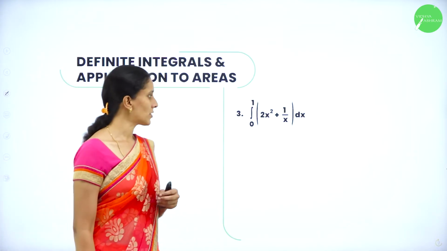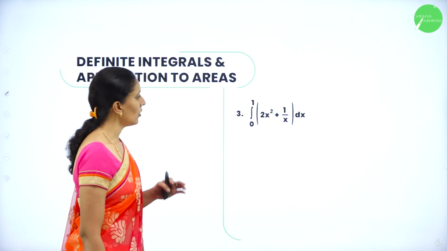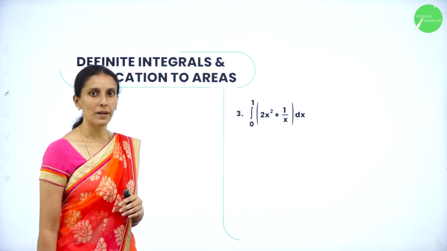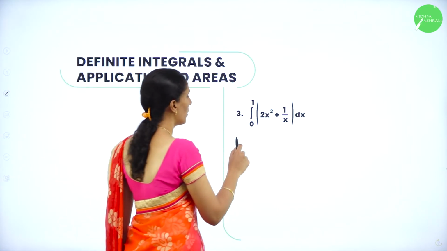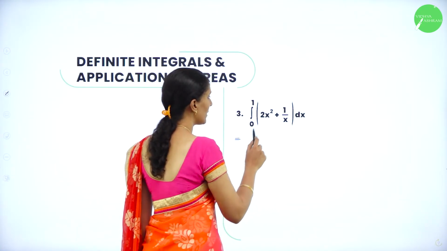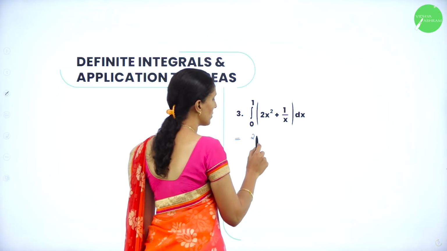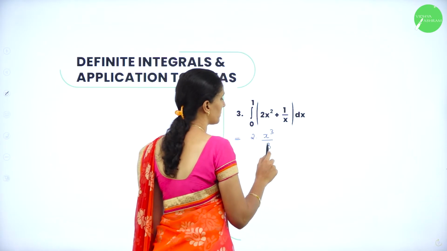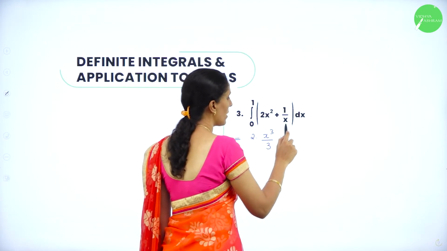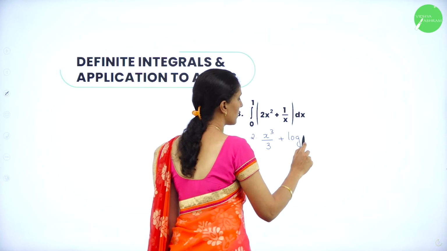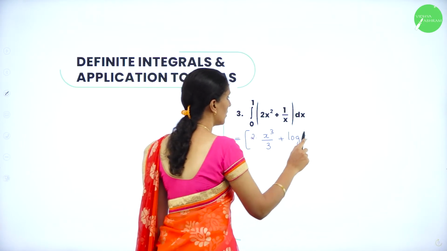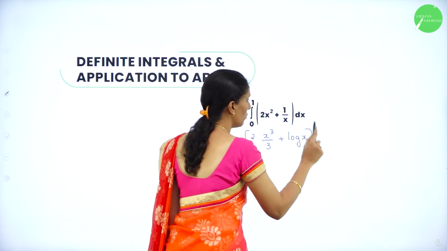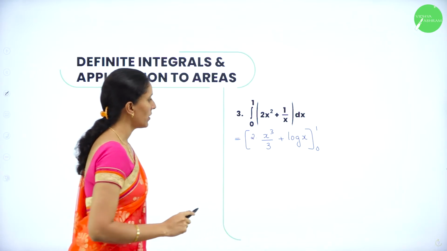So let's take the next question. We have the integral from 0 to 1 of 2x square plus 1 by x. Let us see what is the integral of x square. Keep 2 as a constant. The integral of x square is x cube by 3, and the integral of 1 by x is log x. So this is from 0 to 1. Let us substitute the values here.